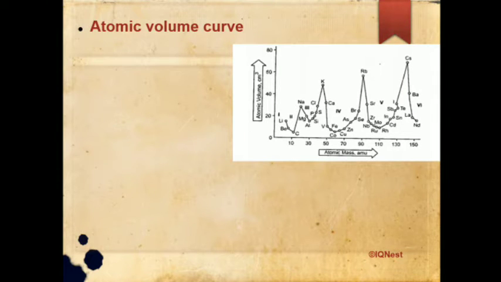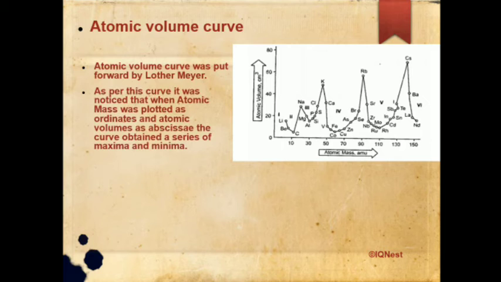Next is the atomic volume curve. So you can see the picture of the atomic volume curve, and we'll see what the atomic volume curve is. The first point is the atomic volume curve was put forward by Lothar Meyer. As per this curve, it was noticed that when atomic mass was plotted as ordinates and atomic volumes as abscissae, the curve obtained a series of maxima and minima.